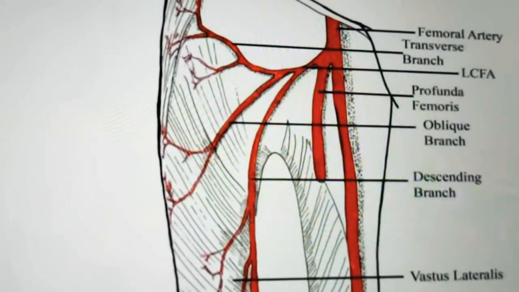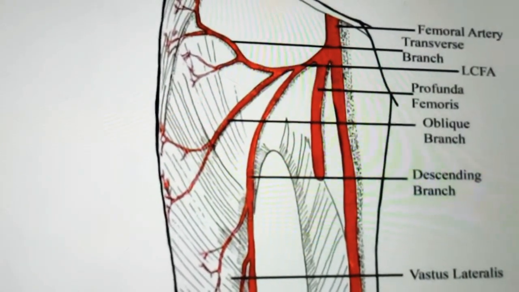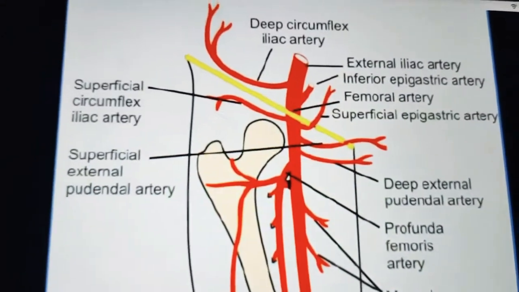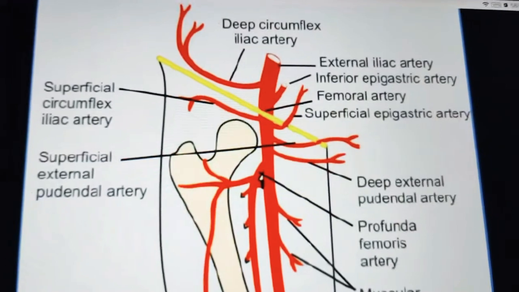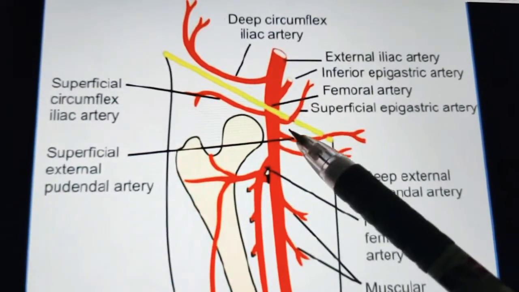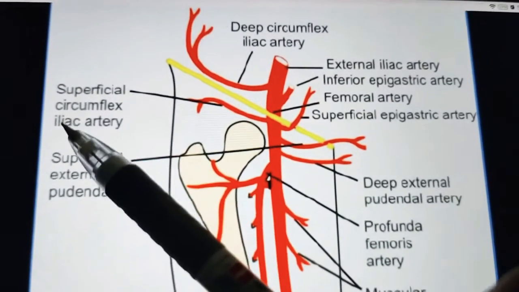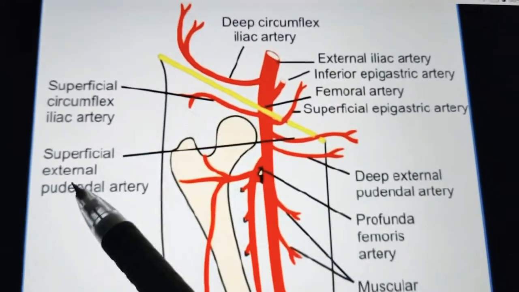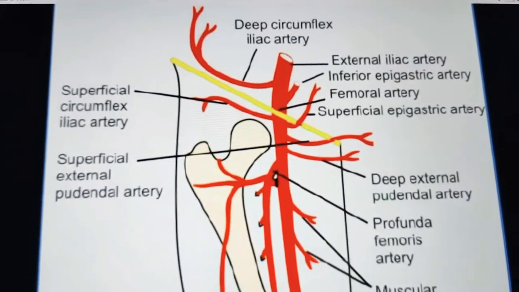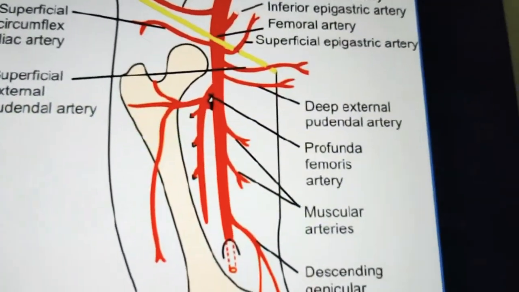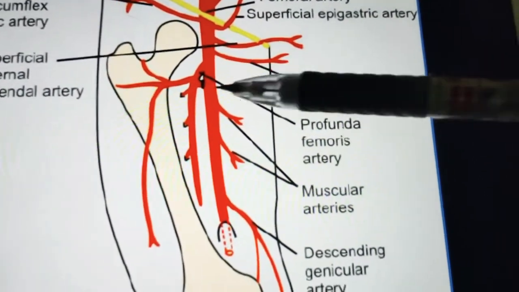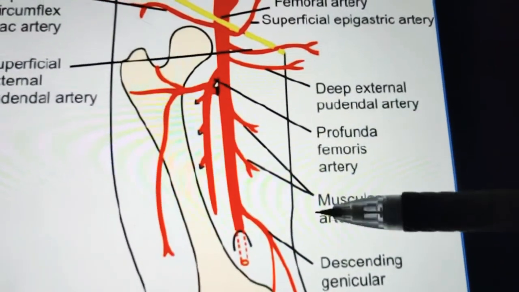So next we'll discuss the branches in the femoral triangle. So femoral artery in the femoral triangle mainly gives 3 superficial branches and 3 deep branches. So the superficial branches are superficial epigastric artery, superficial circumflex iliac artery, and superficial external pudendal artery. So these are the 3 superficial branches. The 3 deep branches of femoral artery are deep external pudendal, profunda femoris artery, and the muscular arteries.